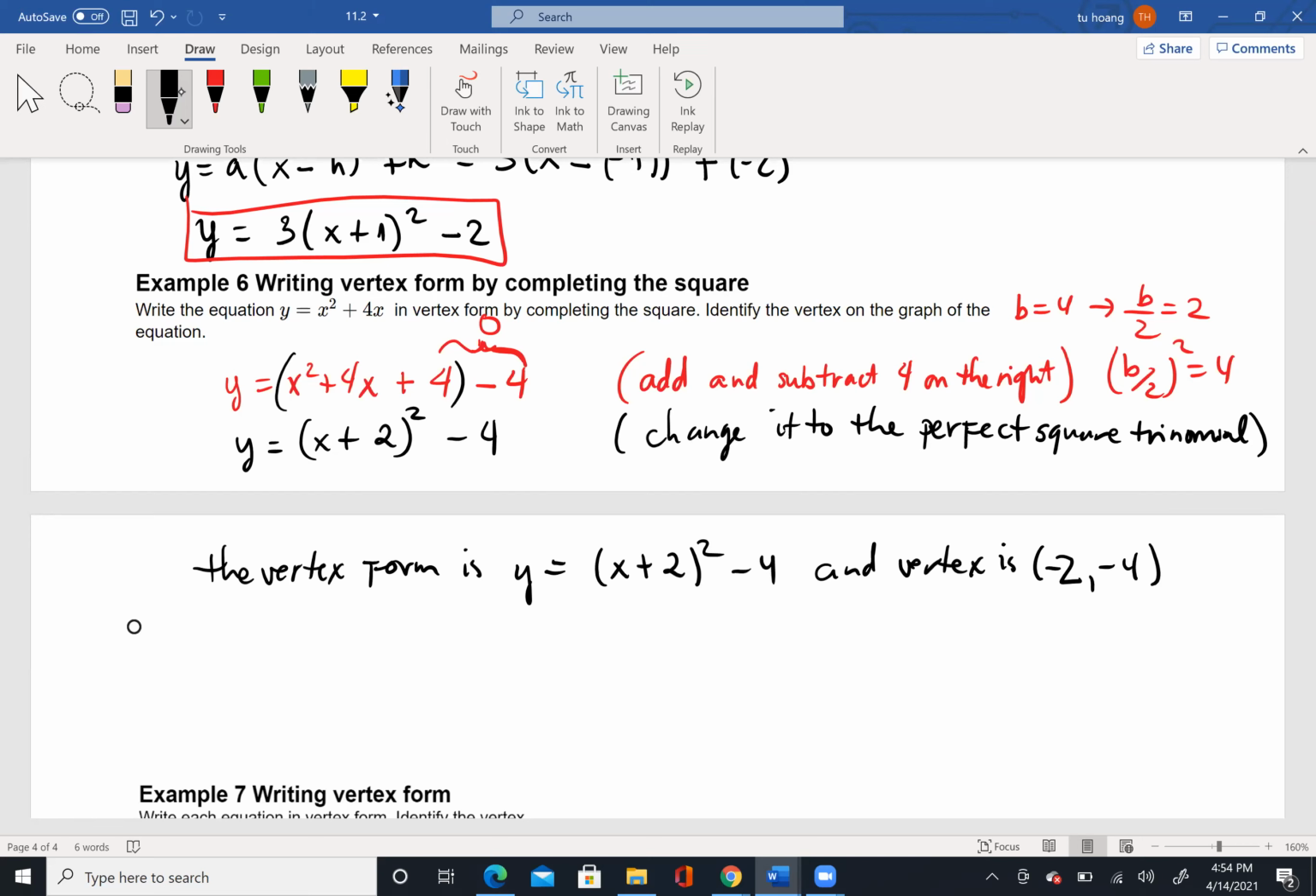So remember that it was negative h plus k, right? So we have to change the sign for h and plus k. We have to change the sign for h, but the k is stable. Okay.